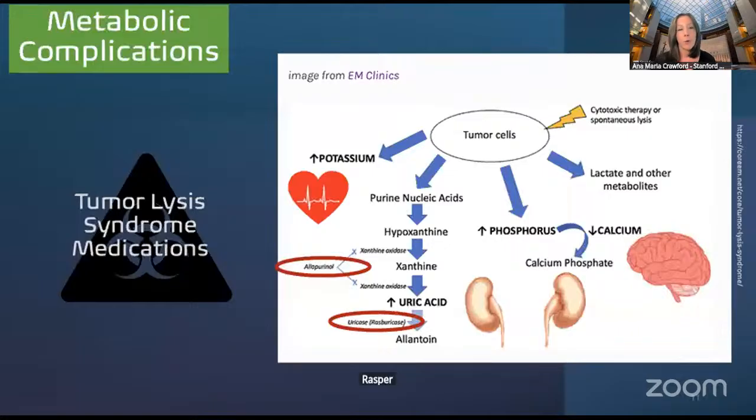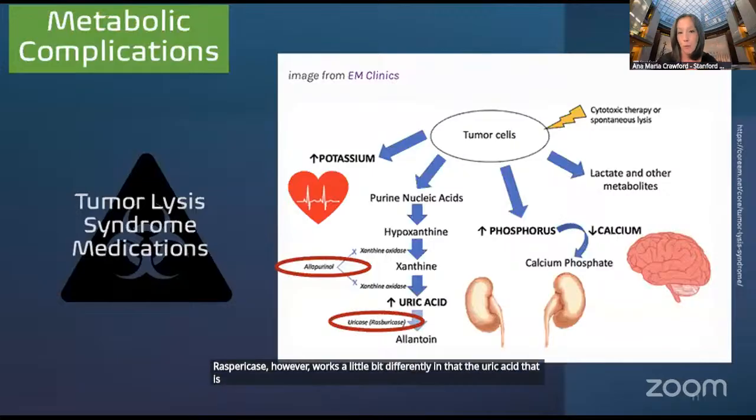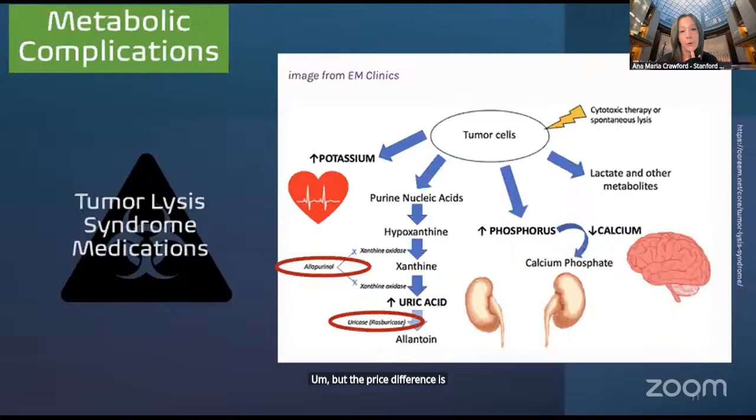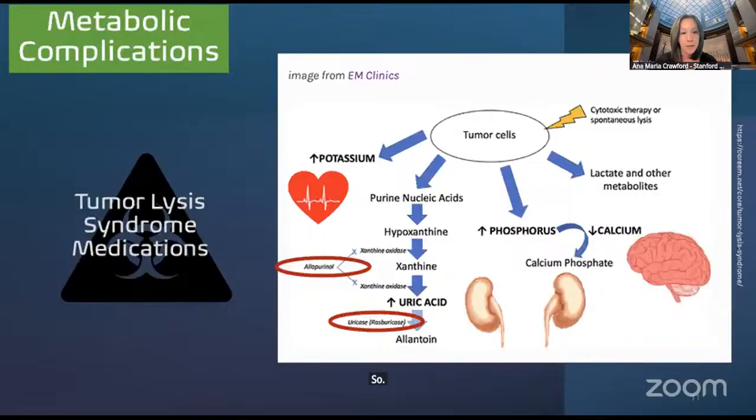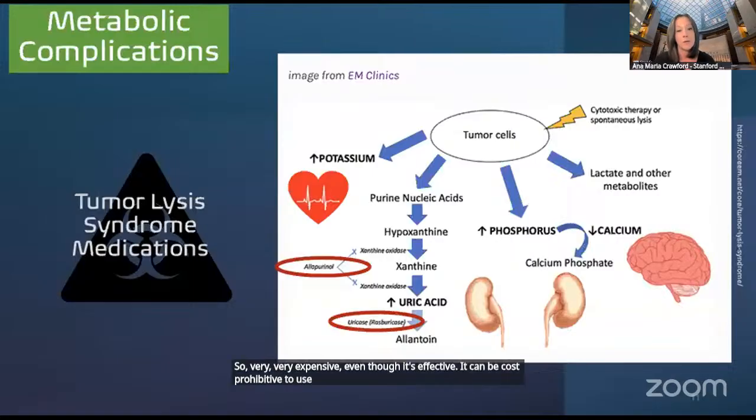Rasburicase, however, works a little bit differently in that the uric acid that is already present is then broken down. But the price difference is remarkable. Some studies suggest that a single dose may cost around 1,900 US dollars. So very, very expensive, even though it's effective. It can be cost prohibitive to use in these patients, unfortunately.